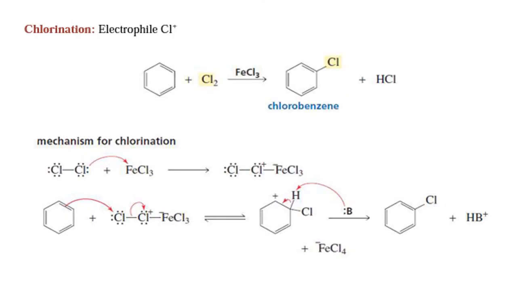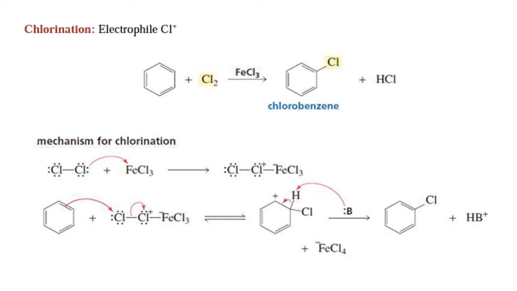Chlorination. In this process, benzene reacts with chlorine in the presence of aluminum chloride or ferric chloride to prepare chlorobenzene. Next, the mechanism for chlorination. In the first step, chlorine, which acts as a Lewis base, reacts with ferric chloride, which acts as a Lewis acid, to form a complex which makes the chlorine more electrophilic. Then this complex dissociates to form the chlorinium ion.